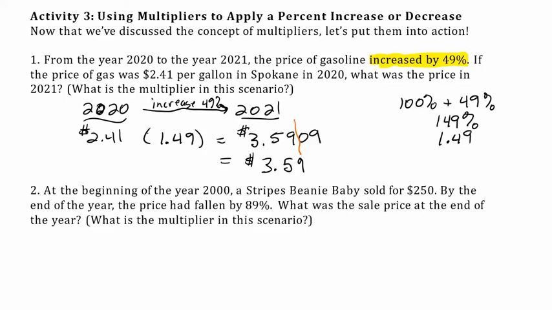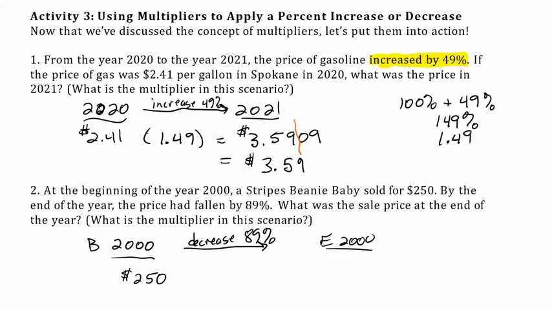All right, let's take a look. So at the beginning of 2000, a Stripes Beanie Baby sold for $250. By the end of the year, the price had fallen, a decrease of 89%. That's no good. What was the sale price at the end of the year? So this is the beginning of the year 2000, and we'll call this the end of the year 2000.